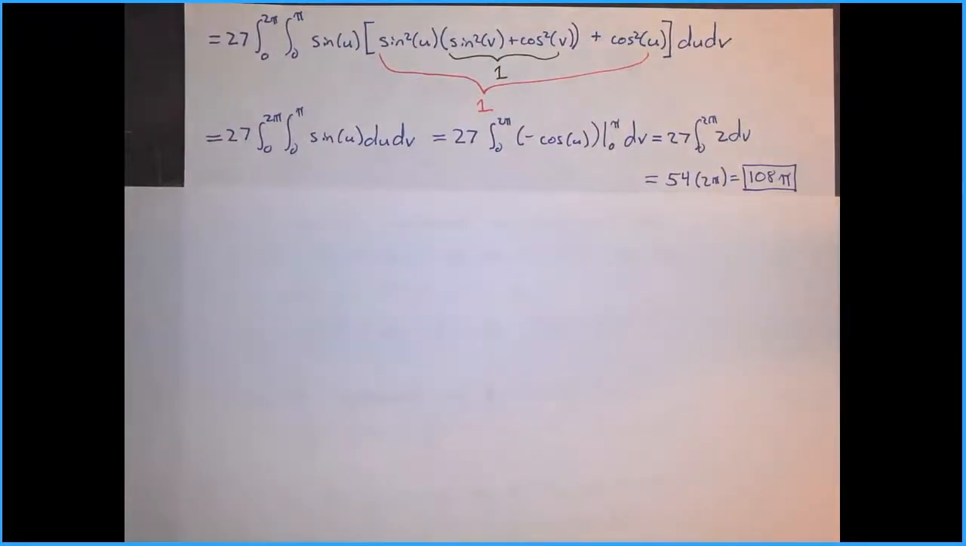All right, so there's an example of a flux integral. In the next video, we'll finish up this section by looking at more flux integrals.